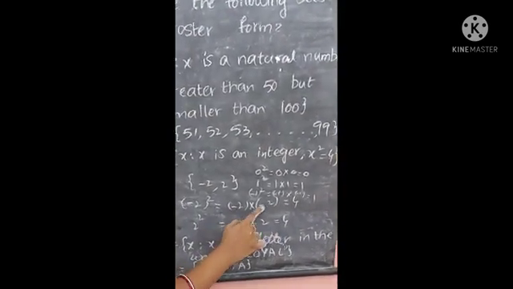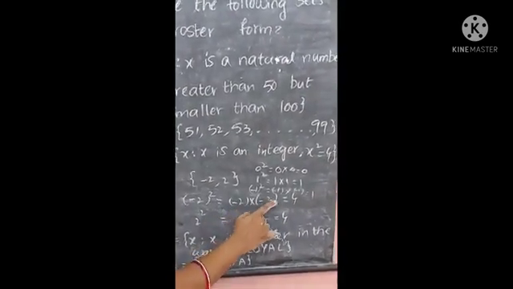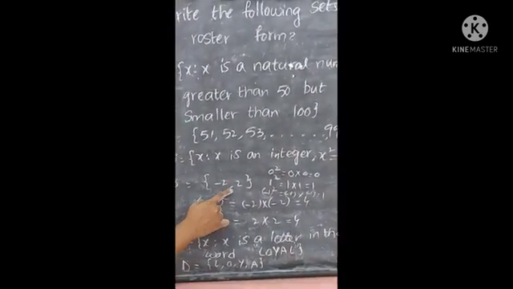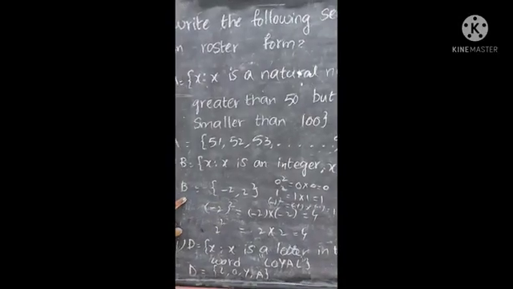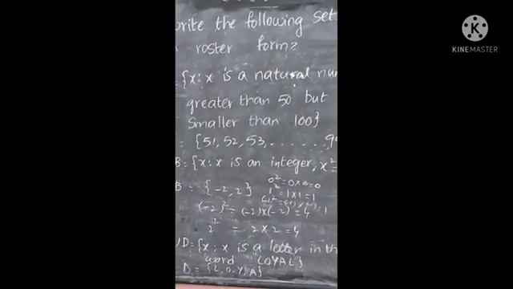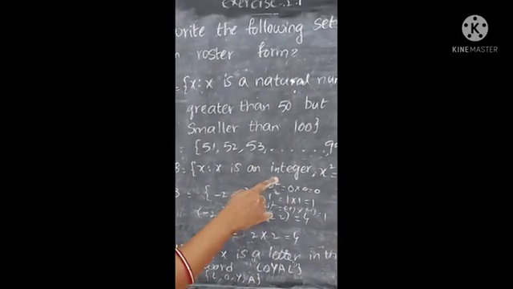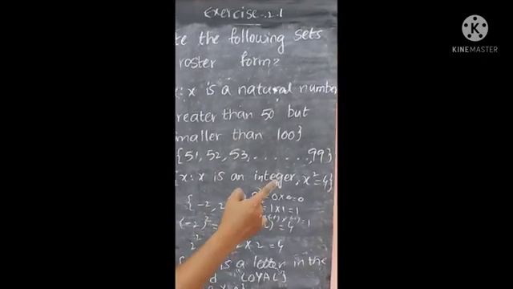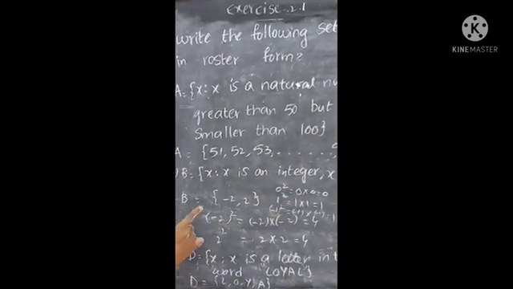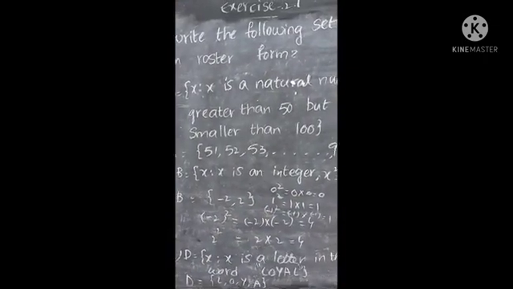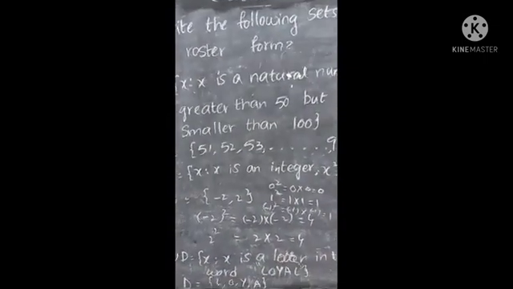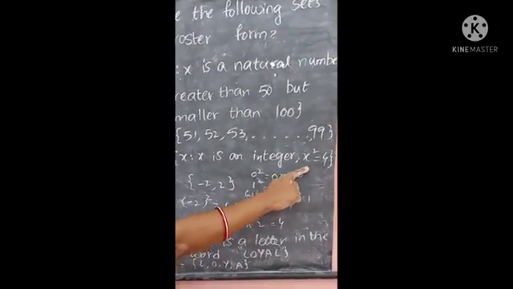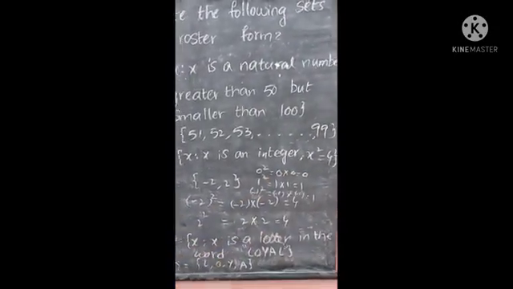So minus 2 and plus 2, these are the elements that belong to this set B. If I take minus 3 whole squared, minus 3 into minus 3, which is equal to 9, which is not equal to 4. Therefore, minus 3 does not belong to the set B. Likewise, we have to check all the integers, and those integers must satisfy this condition. That means the integer's square must be equal to 4. Only those elements belong to this set B.